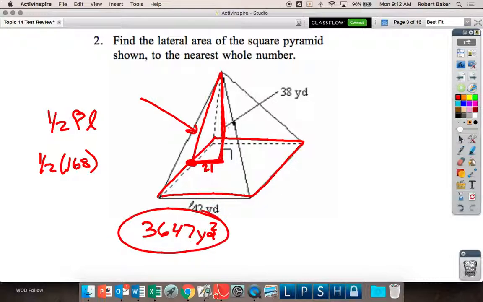Yards squared, because it is a surface area. Yeah, I mean 3,647, whole number. But you have multiple choice. So as long as your answer is close to the one they gave you multiple choice wise, you should be okay.